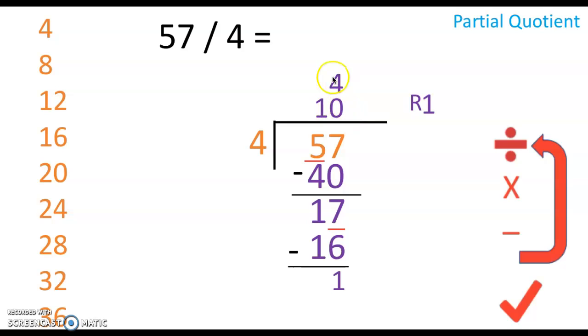We find our answer by looking at our place values. We have a 10 plus a 4, which would give us 14 with a remainder of 1.